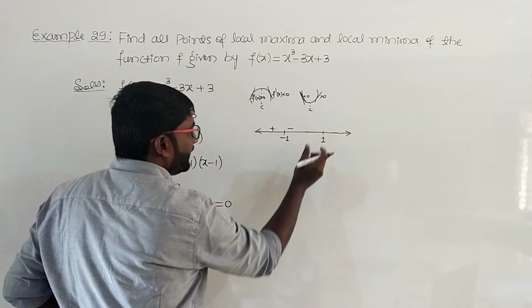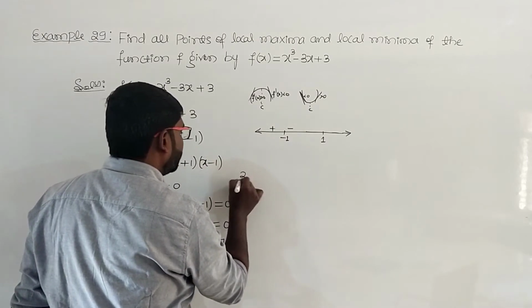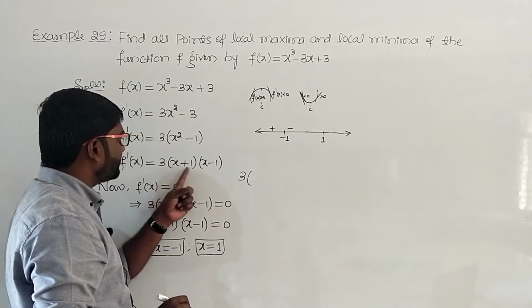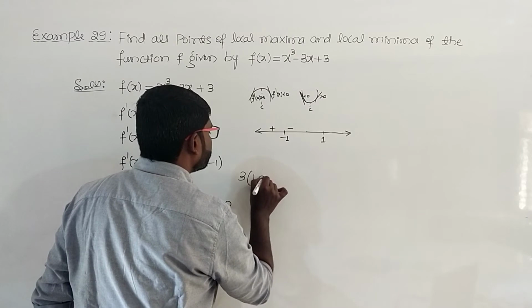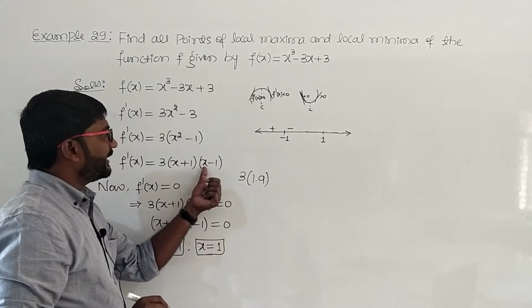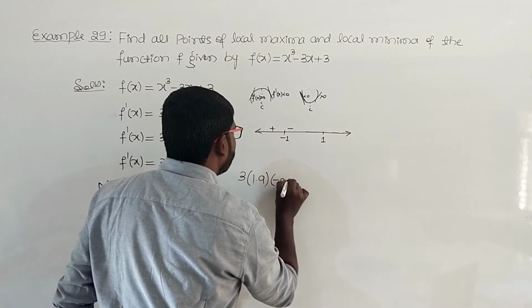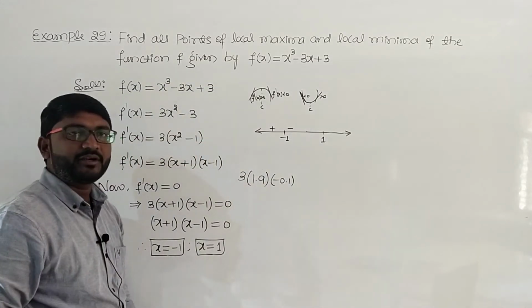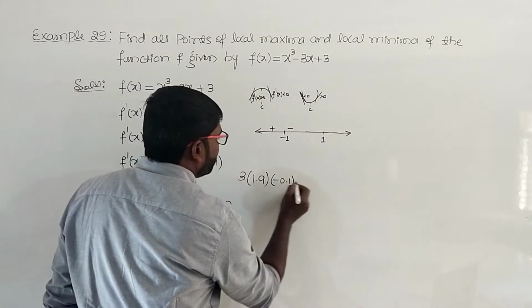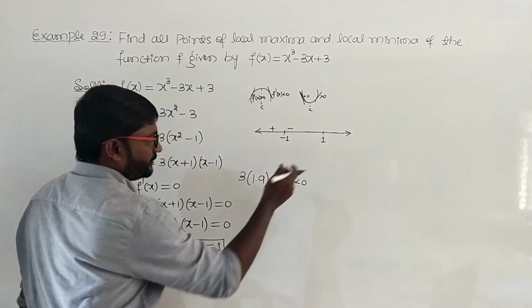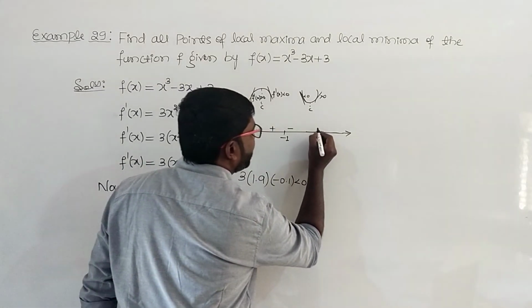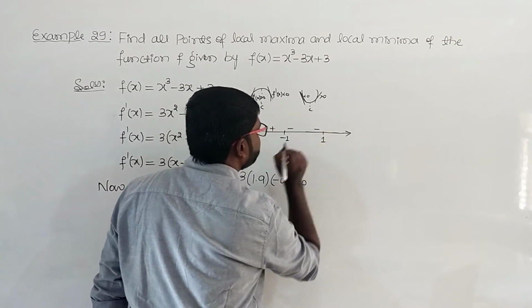To the left of 1 I will be taking 0.9, 3. Now 0.9 plus 1 will be 1.9, and then 0.9 minus 1 will be minus 0.1. So that means this is going to be less than 0. So to the left of 1 again, it is minus.